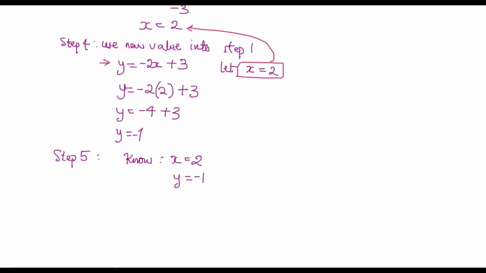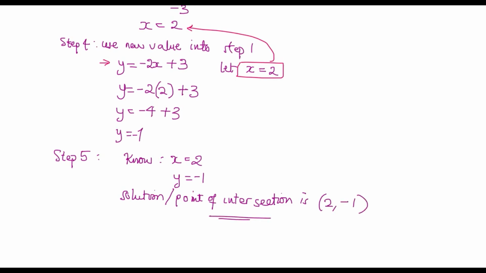which means that the solution, or the point of intersection between the two lines, is when x is 2, y is -1. So that is it for this particular example that we solved.